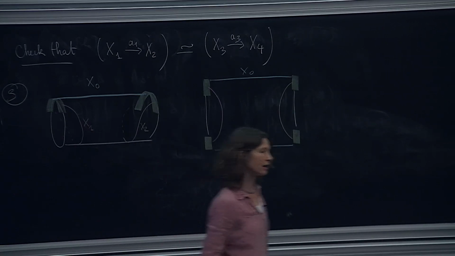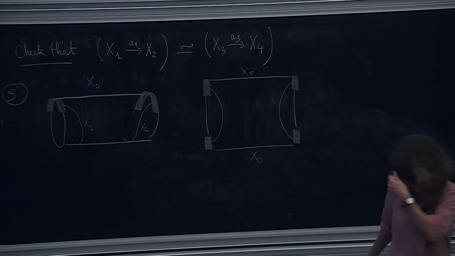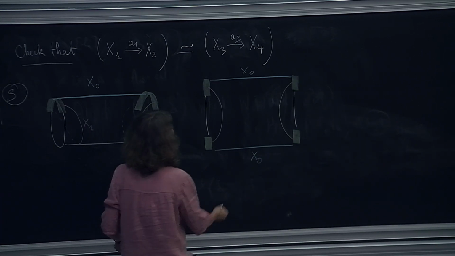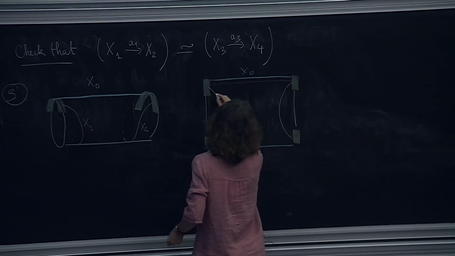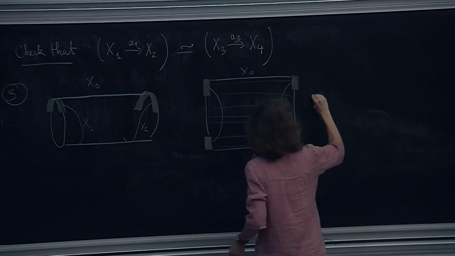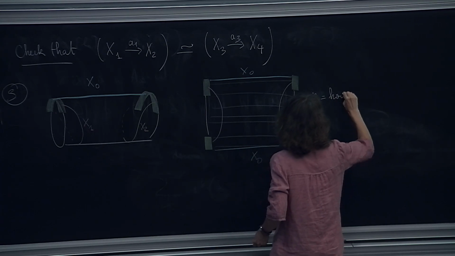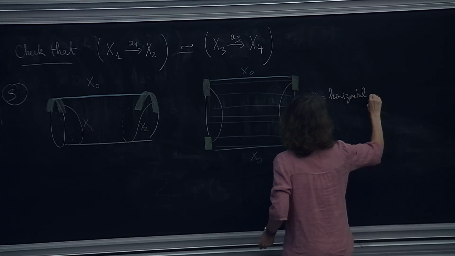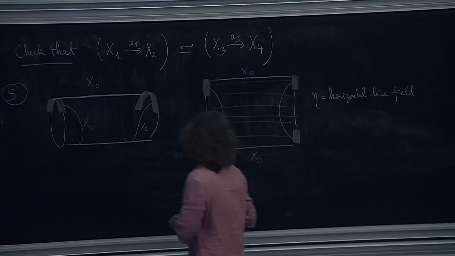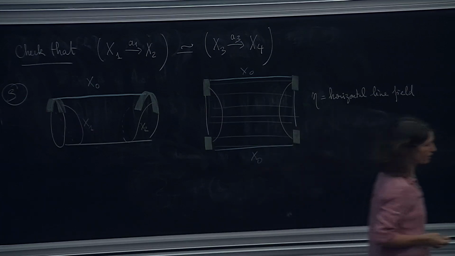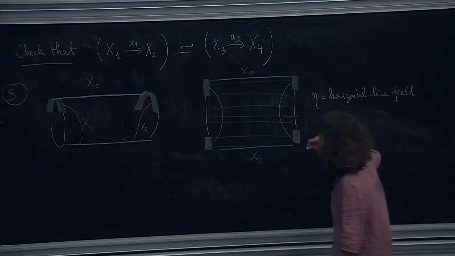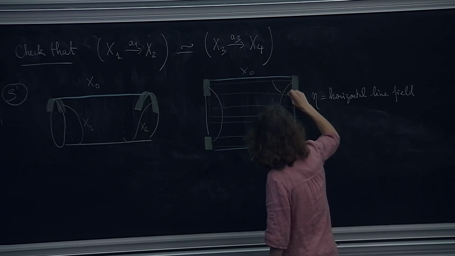I have to define the line field on this cylinder, and for this line field I have some different possibilities. I could take the horizontal line field. So eta is a horizontal line field. Now another exercise: you can check that we can find a grading on this curve, so that I have morphisms like this.